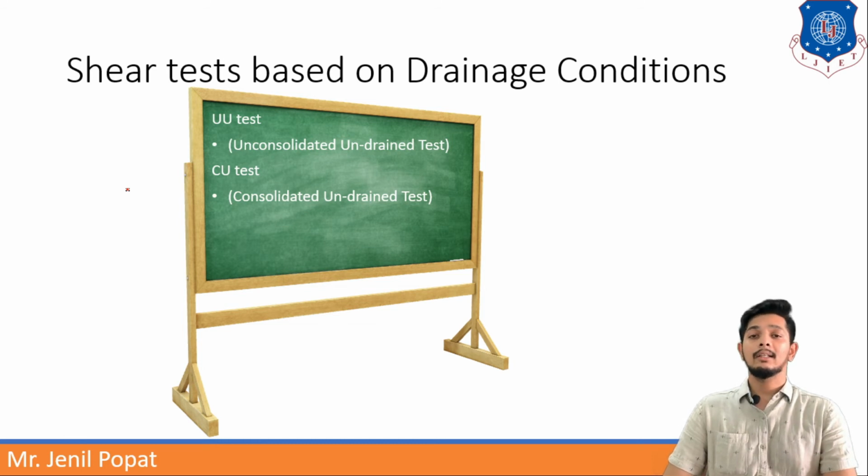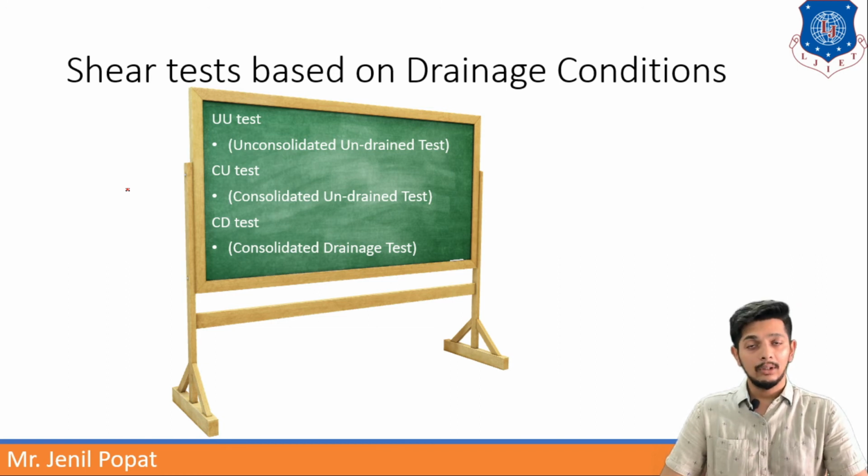And the third item, according to drainage conditions, is the CD test, that is the consolidated drained test. Now, in both stages, consolidation and shear stages, drainage or moisture is allowed. So it is done throughout with moisture availability. It gives results slowly, and it is known as the S test. It is generally used for checking long-term stability of clays.